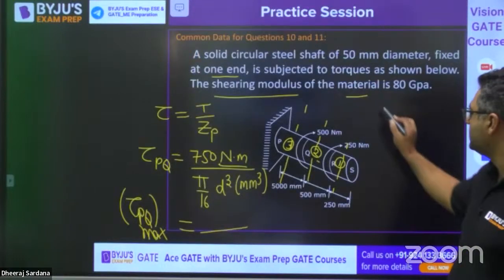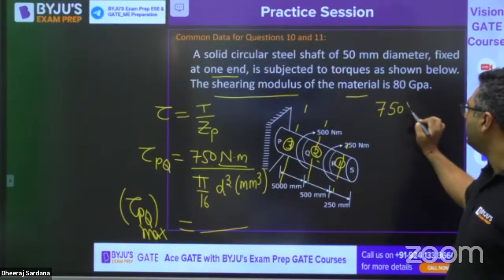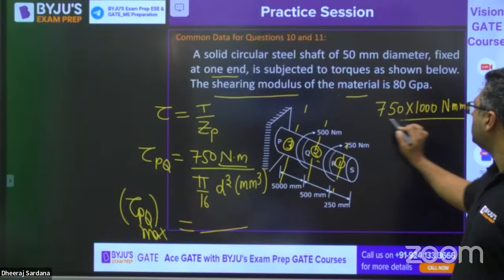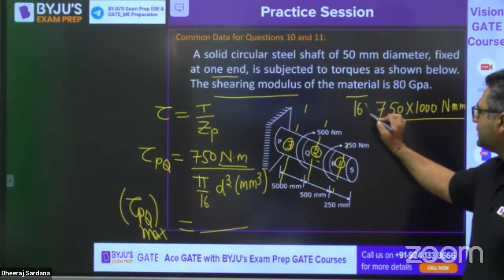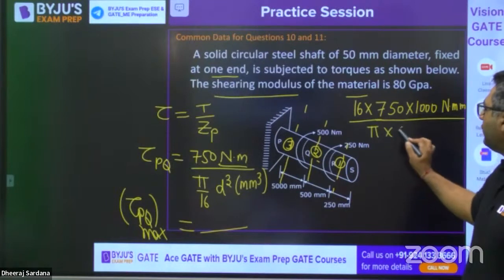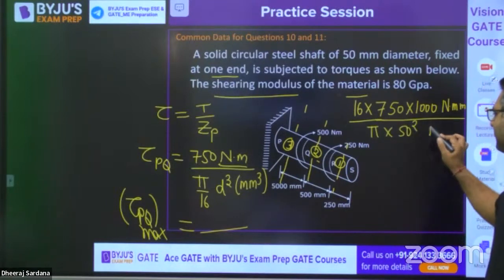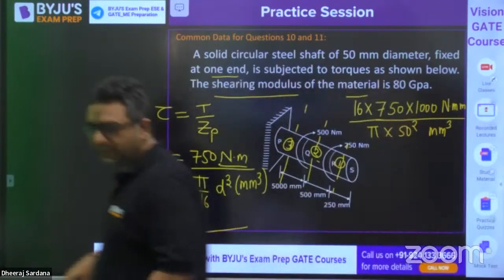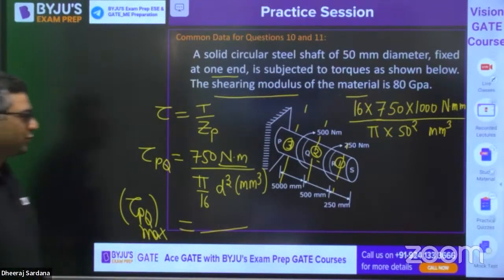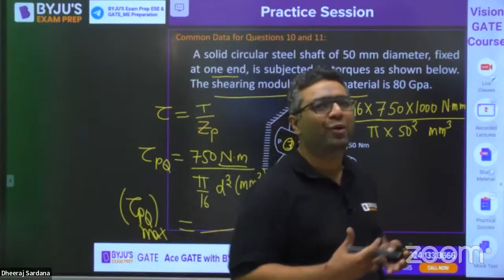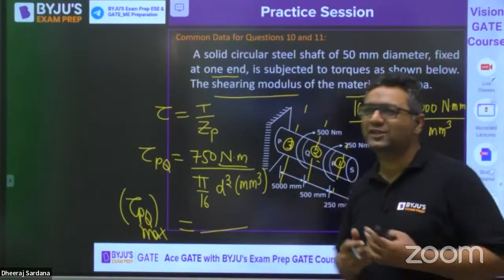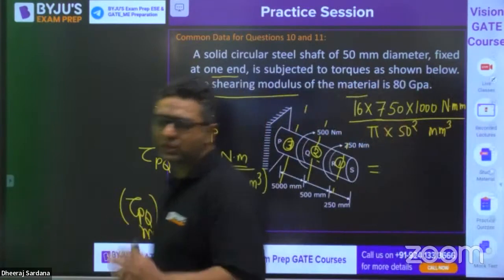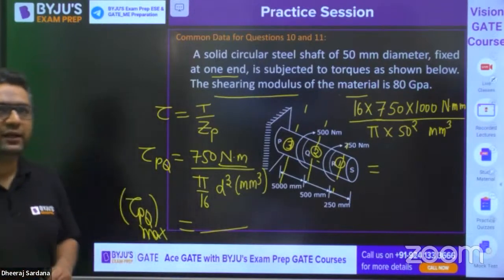This is the question, na? So you would be having 750 into 1000. Now it is Newton mm, multiplied by 16, divided by pi into 50 ka square. It is mm cube. Once again check it. Can you feel the calculation errors are coming more in the XC questions from you guys? If you notice from the very first question, that is what we were saying, that slightly typical questions are coming.